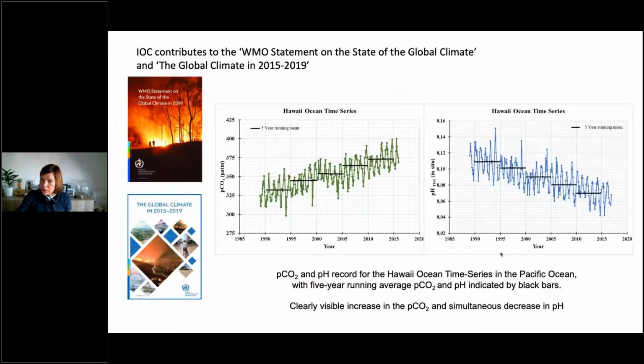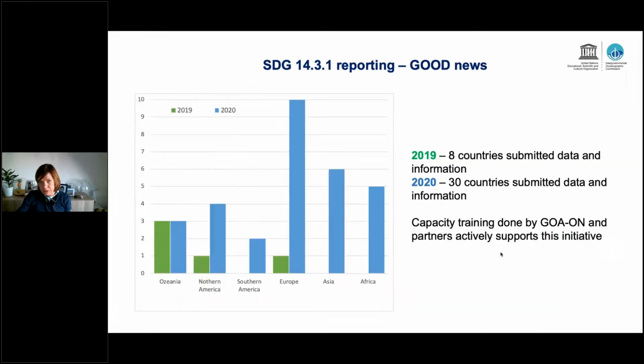However, those data are not only staying there, they are also going to the WMO statement on the state of the global climate each year, and the next one is coming out I think in the upcoming 2 or 3 weeks. And again, GOA-ON contributed with its data, reported by the 14.3.1 submissions.